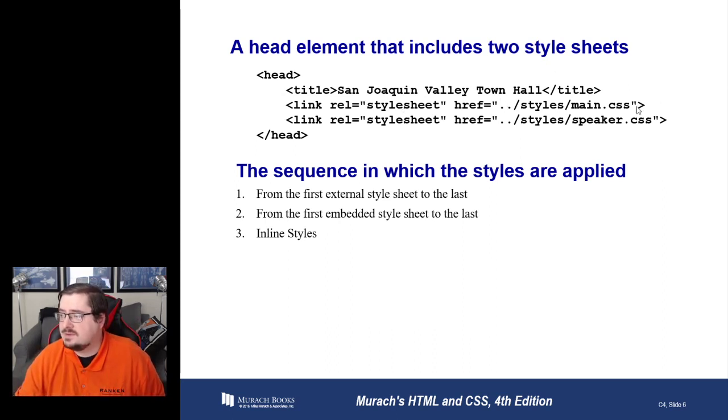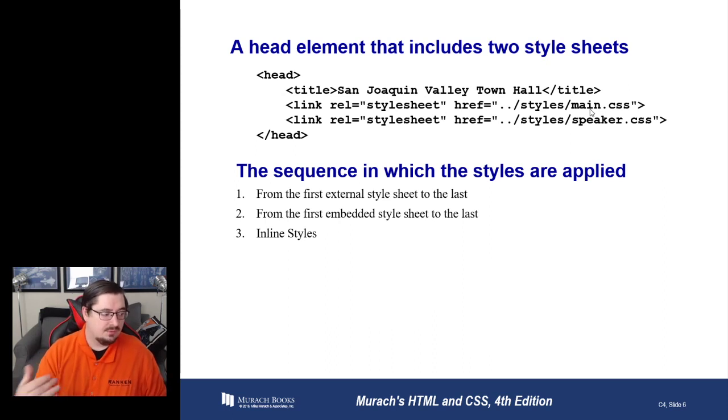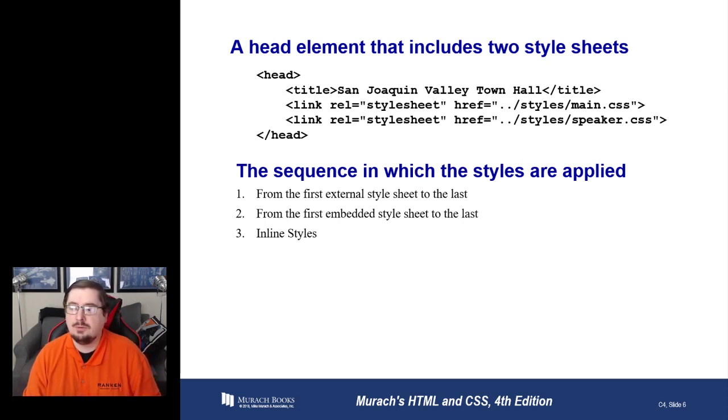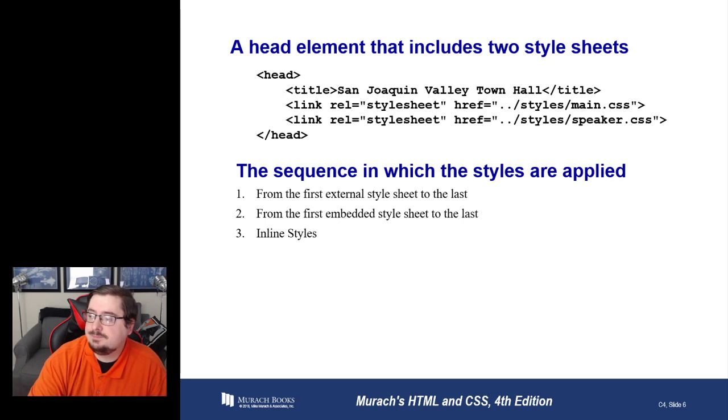So if we have it in this order, the main styles, the website-wide ones, are applied first, and then the speaker-specific styles are applied next. So the order that these things get applied in, to be a little bit more granular: if there's more than one external style sheet, they get applied from first to last. If there's more than one embedded style sheet, they get applied first to last, and then finally inline styles. That's kind of the whole order of things.